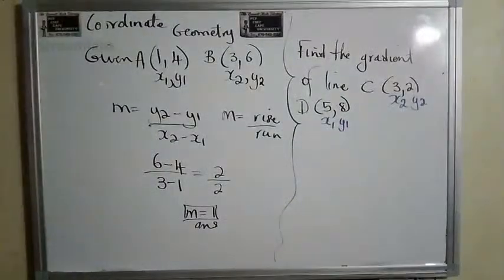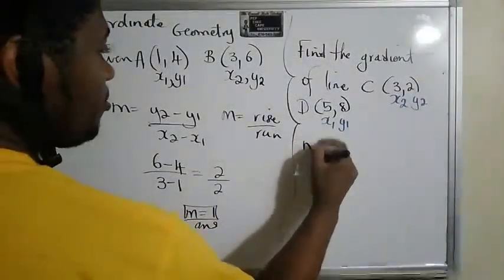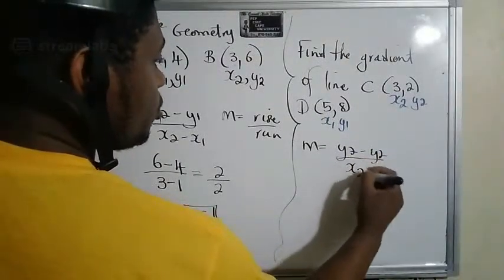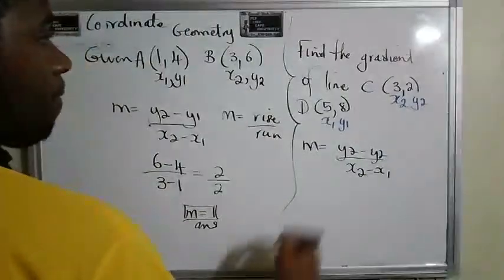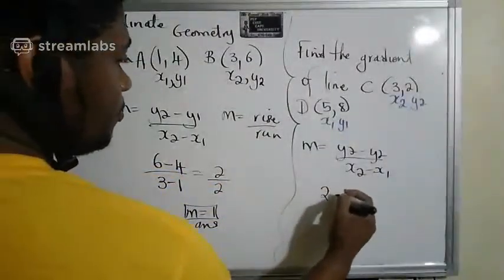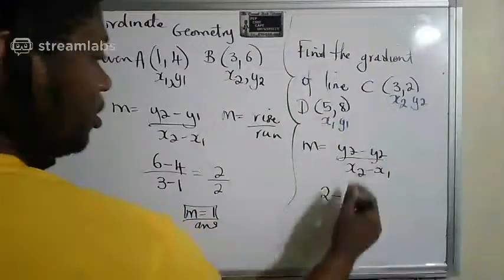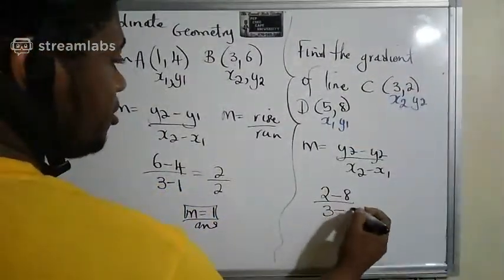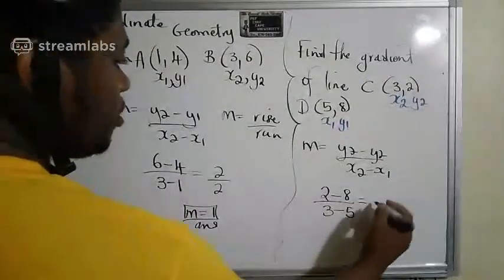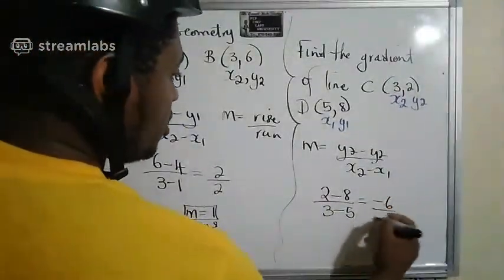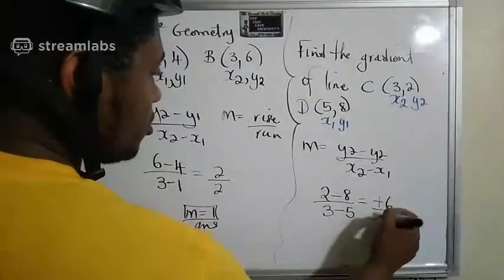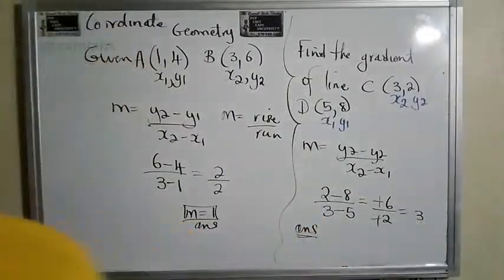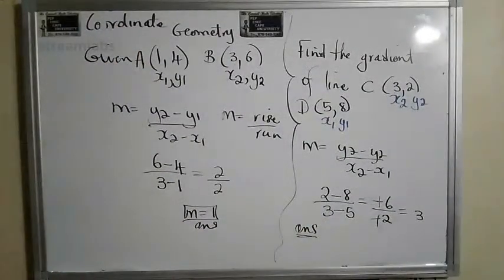Alright? So let us say m is equal to y2 minus y1, which is the rise, over x2 minus x1, which is the run. So x2 would be 2 minus 8, and x1 is 3 minus 5. So this will give us negative 6 over negative 2. So the gradient would be positive 3. So that will be our answer.